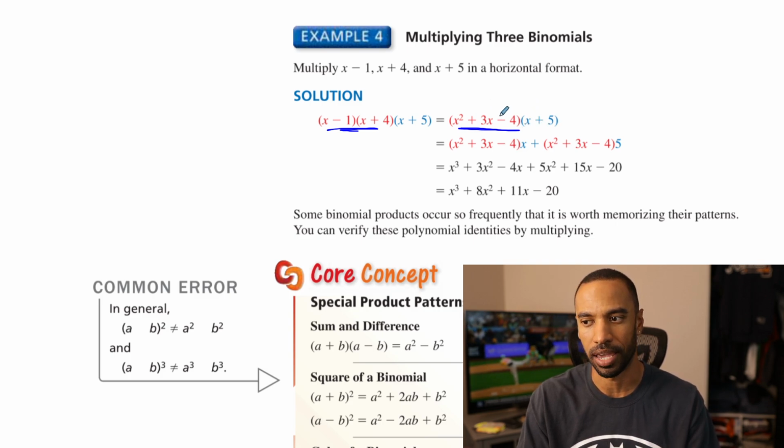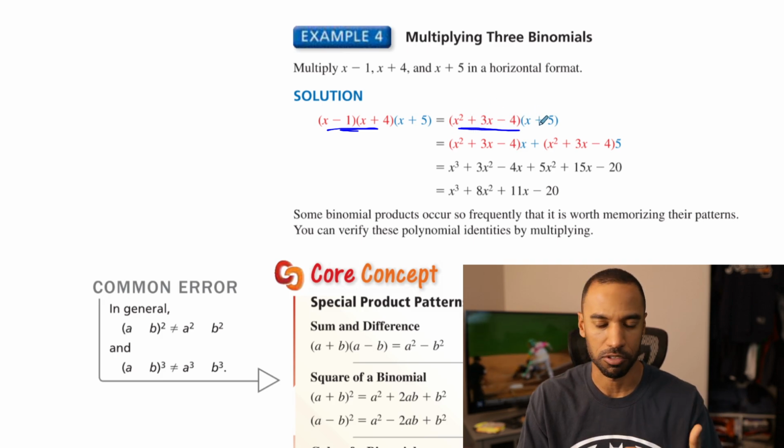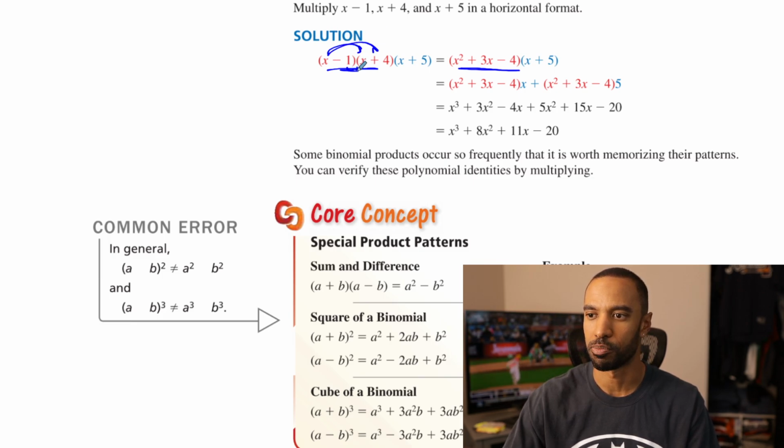Now multiply these two together. That's the basic thing. Do 2 at a time. Then do the trinomial times the binomial. Something like that. Now, what they did straight from here is FOIL. X squared plus 4x minus 1x is plus 3x minus 4. Boom, boom.